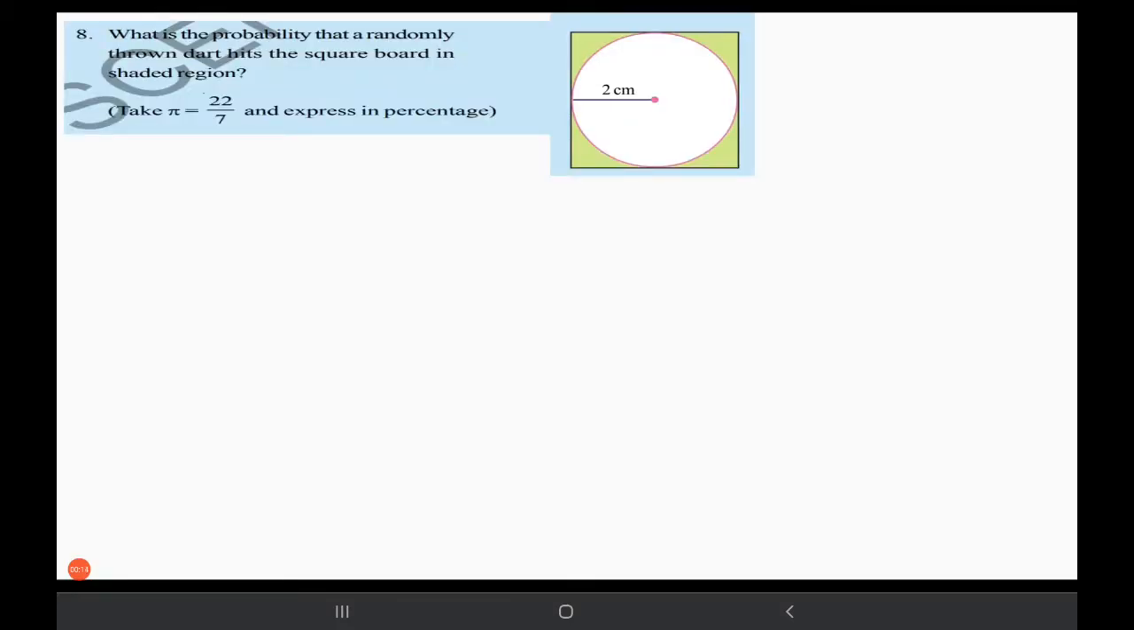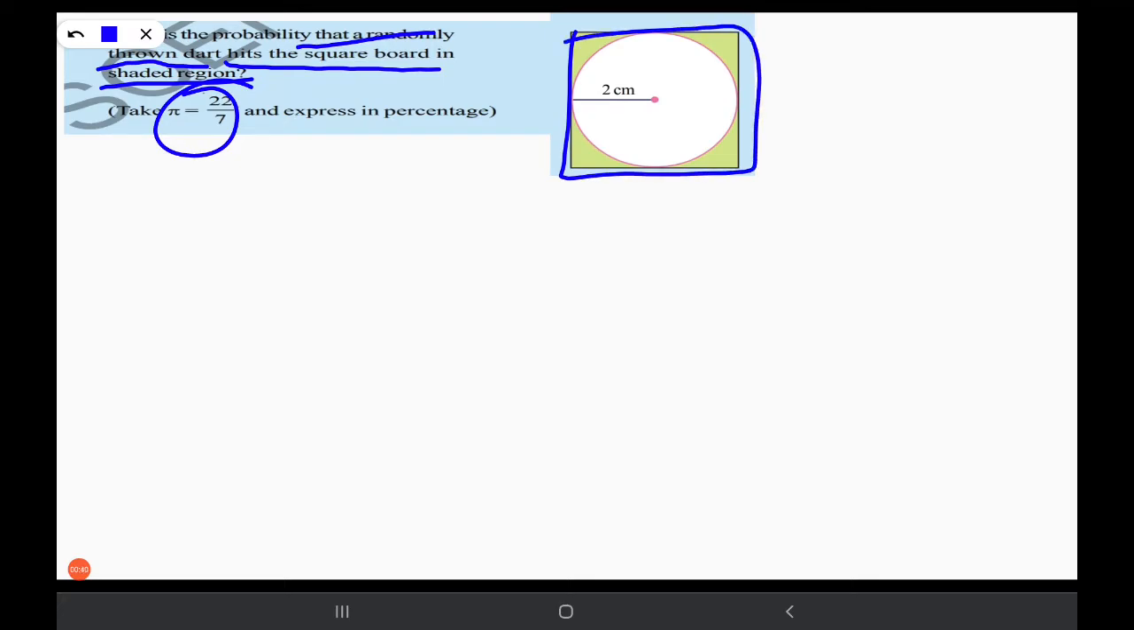What is the probability that a randomly thrown dot hits the square board in shaded region? Given pi is equal to 22 by 7, expressed in percentage. See, if you throw a dot, it hits this square part or this circle. So we have to find the probability that the dot hits the square board in shaded region.